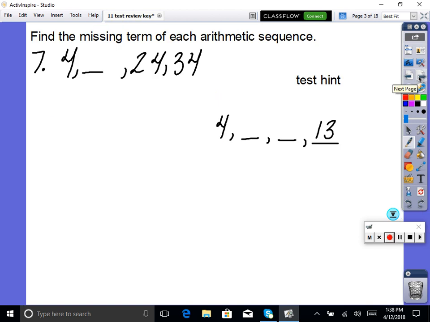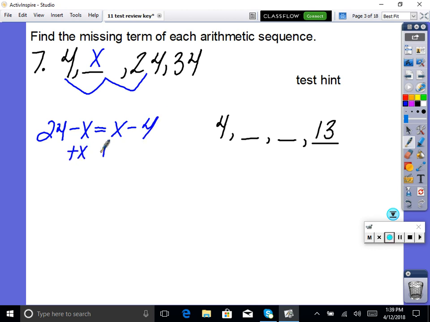Okay, it says find the missing term of the arithmetic sequence. So because it's arithmetic, we know there's a common difference. Now remember, I did show you 2 ways to solve this. So you could solve directly for x here. You could do it by setting up a true statement. It's true to say this minus this will equal this minus this. So 24 minus x equals x minus 4. And you'll just solve for x.